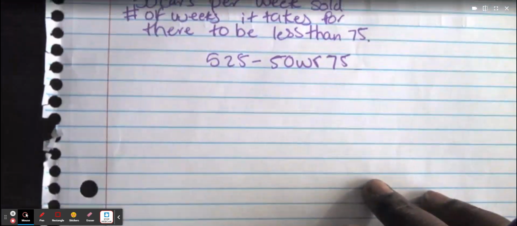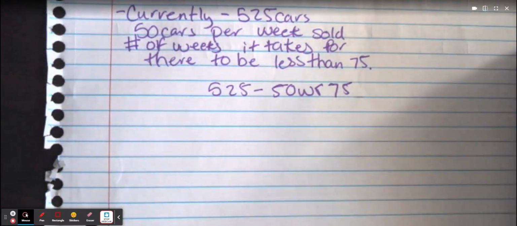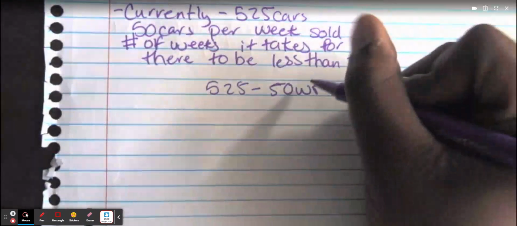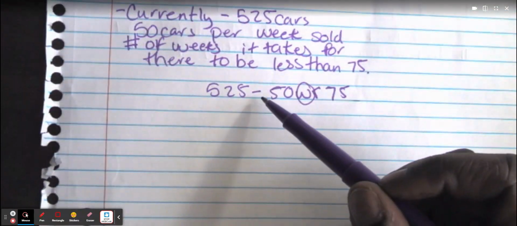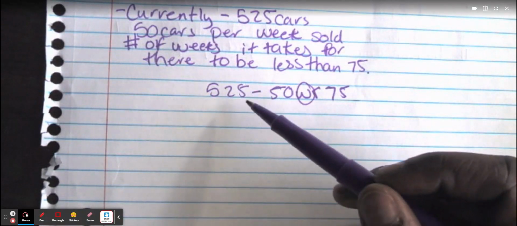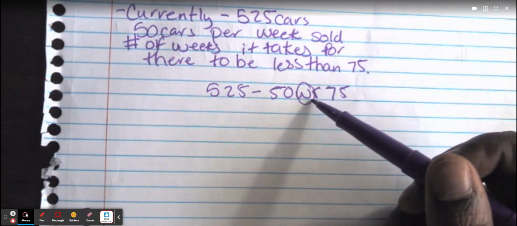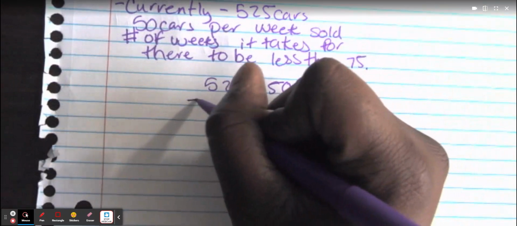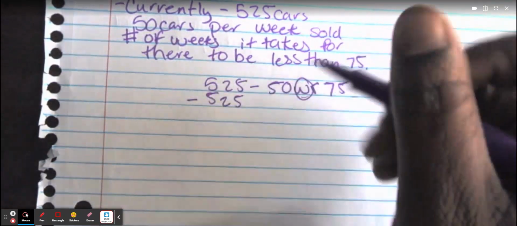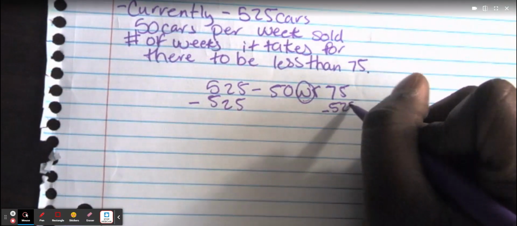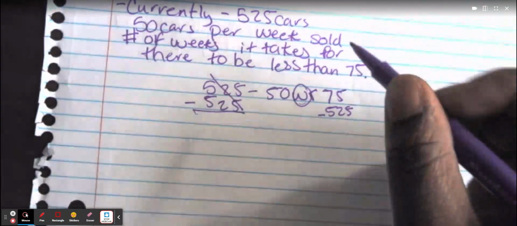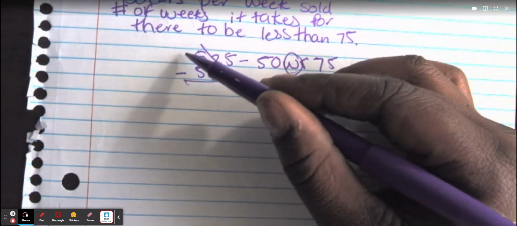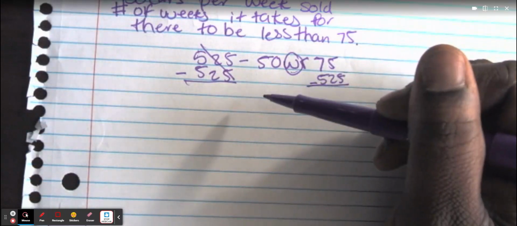So here I have this question. They already give us our inequality, so the only thing we're going to do is simply solve. Even though this W is being multiplied by 50 and there's also subtraction going on, I have to do the inverse of everything that's happening to my W. Since this is a positive 525, I'm going to subtract this number from both sides, because whatever I do to one side, I must do to the other. Since this is a positive number, I need to do the opposite to cancel it out, which means I will have to subtract.